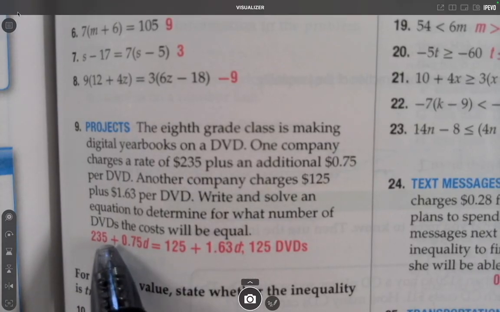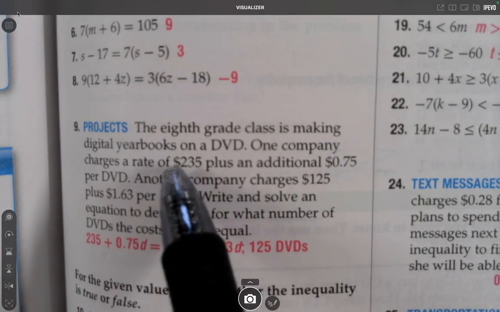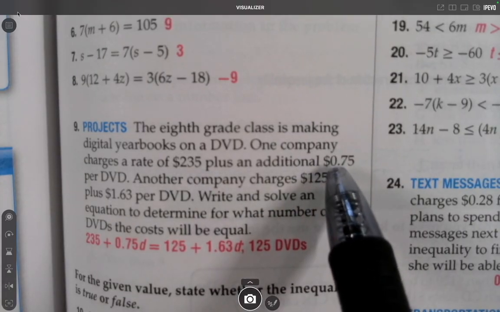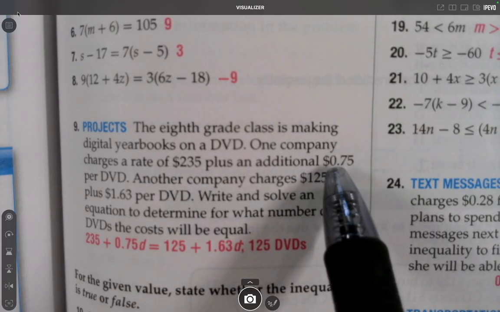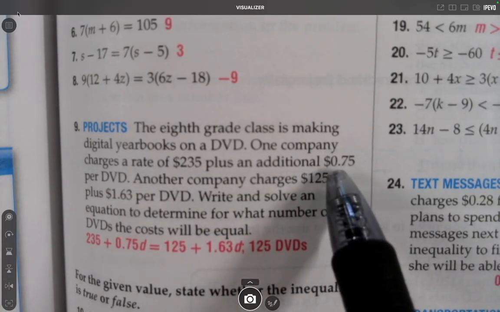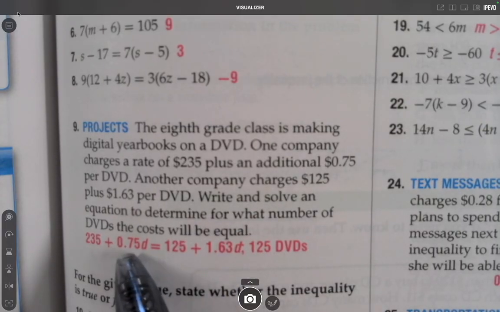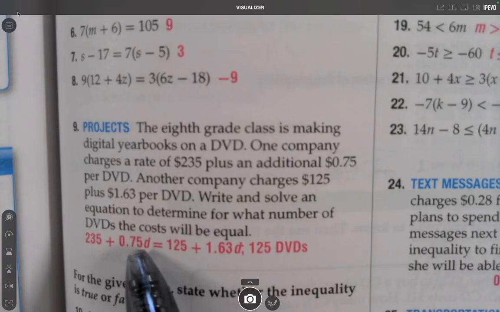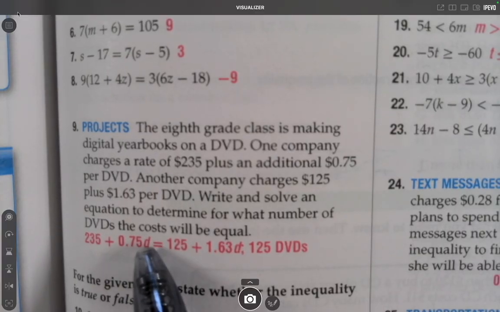So that's why the $235 has no variable with it, because that's the same amount no matter how many they order. But they pay 75 cents per DVD. So the number of DVDs they order will affect how much they're spending, because they have to spend 75 cents per DVD. So to figure out the cost there, you'll have to multiply 75 cents by the number of DVDs they want to order.